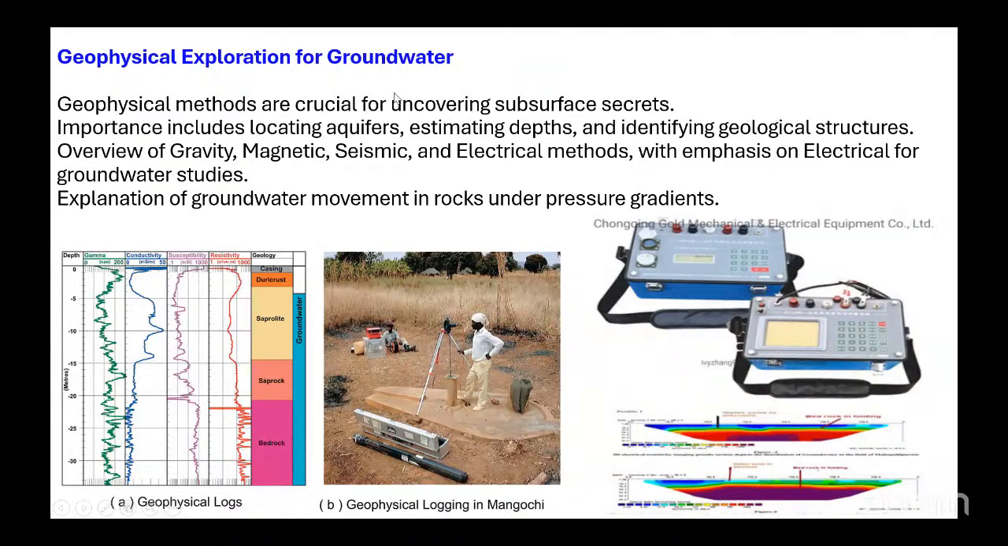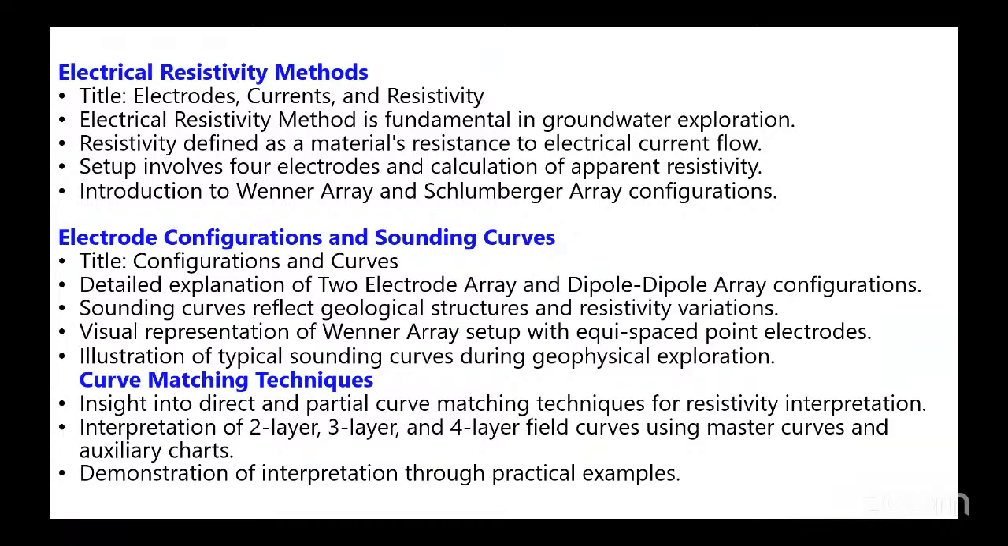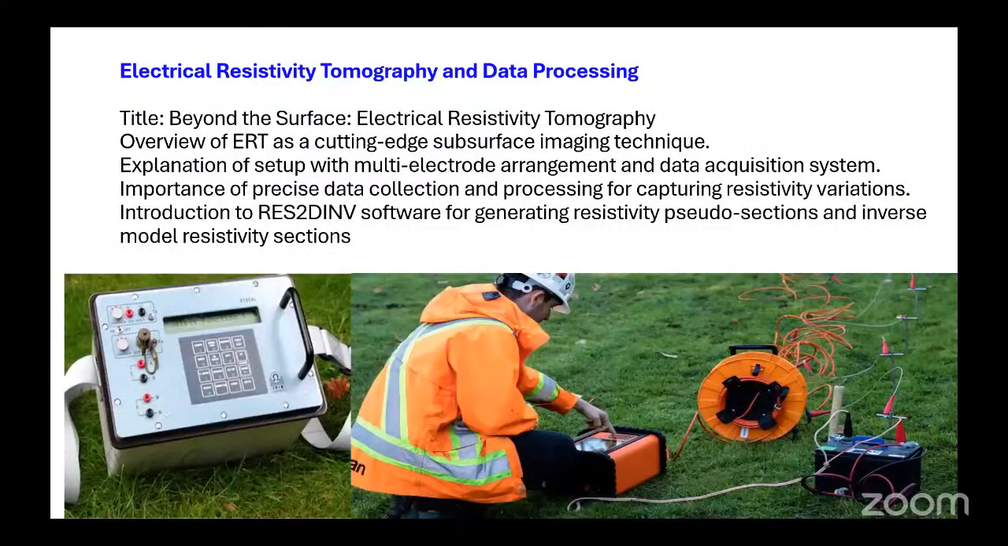In groundwater exploration, we use geophysical methods like resistivity. In resistivity, we use Schlumberger and Wenner configurations for groundwater exploration and mineral exploration, for vertical electrical sounding and profiling studies and data collection. Next, electrical resistivity methods, electrode configuration and sounding curves, and electrical resistivity tomography and data processing we will also discuss in the next class.